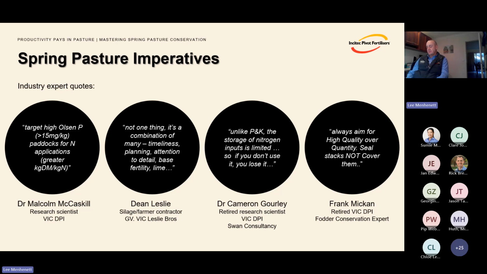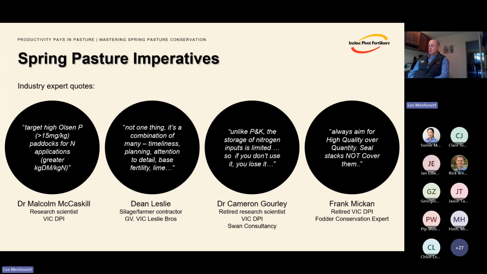Dean Leslie, who's in the Golden Valley of Victoria, is associated with farming but also is a silage contractor. What he sees when he goes into paddocks to chop them is that it's not just one thing that makes the maximum dry matter accumulation on a farm, or the number of cuts that you get off a particular paddock. It's a combination of everything, and the big thing around that is timeliness, planning, and attention to detail. And again, we'll touch on those parts this morning.